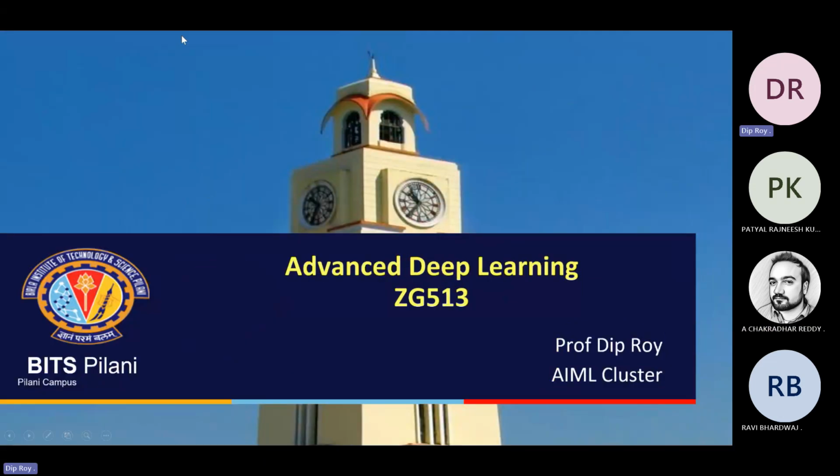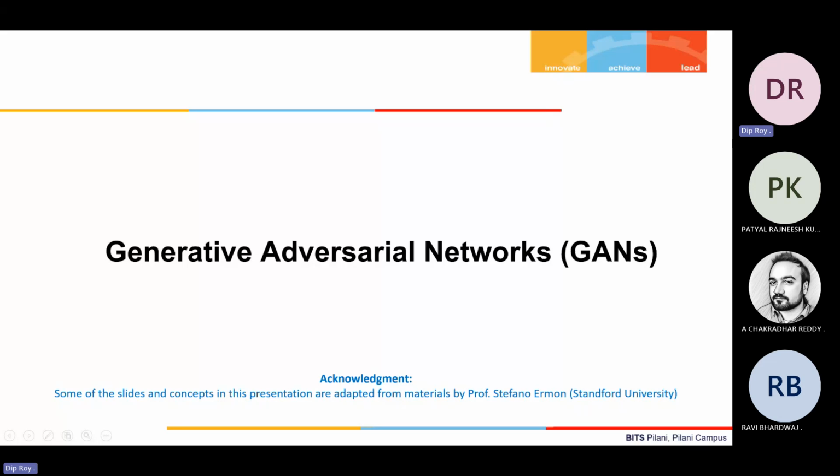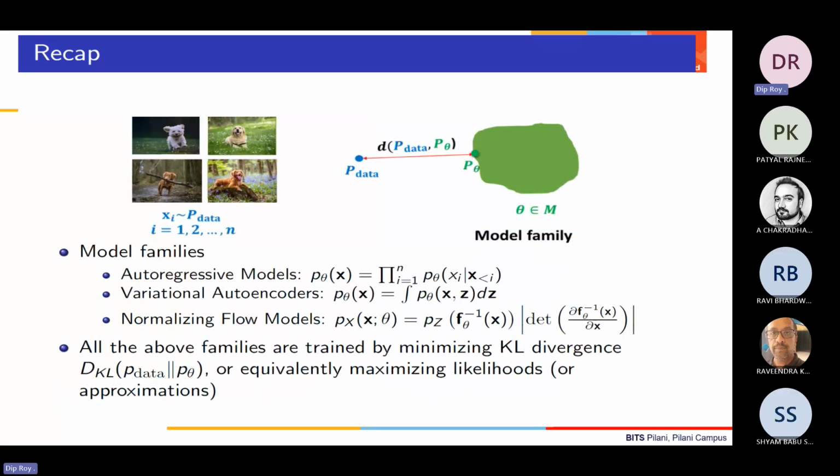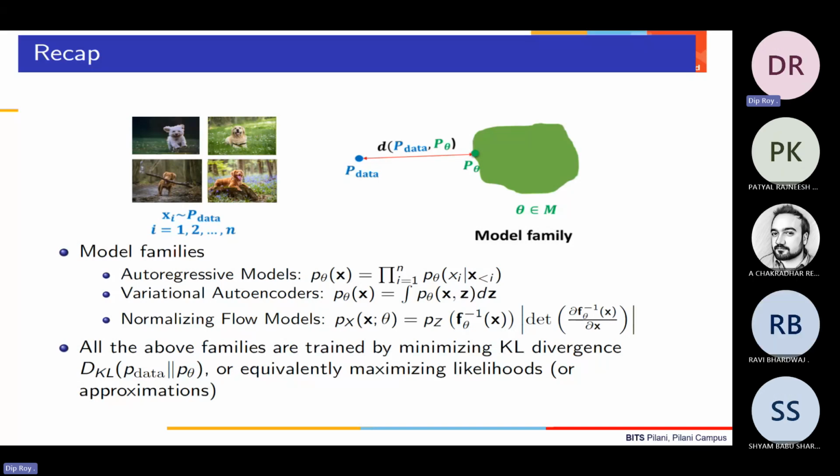All right, so today we will get started with generative adversarial networks, or GAN. GAN is essentially another type of generative model that we are going to study today and next week. So we'll need two sessions for this at least.